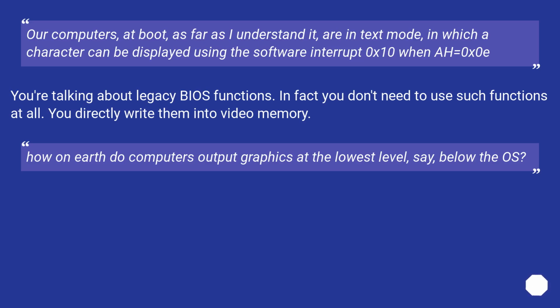Our computers, at boot, as far as I understand it, are in text mode, in which a character can be displayed using the software interrupt 0x10 when A equals 0x0E. You're talking about legacy BIOS functions. In fact, you don't need to use such functions at all. You directly write them into video memory. How on earth do computers output graphics at the lowest level, say, below the OS?